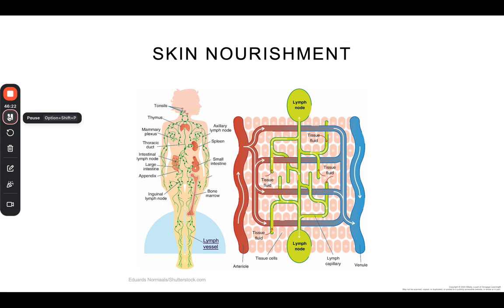Topical products with small molecules can nourish the epidermis. Networks of arteries and lymph vessels in the subcutaneous tissue send their smaller branches up to the dermal papillae, follicles, and skin glands.